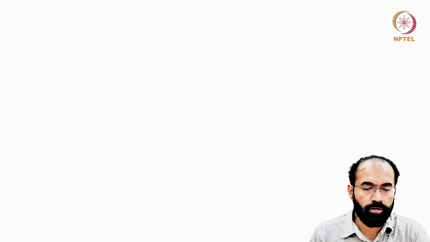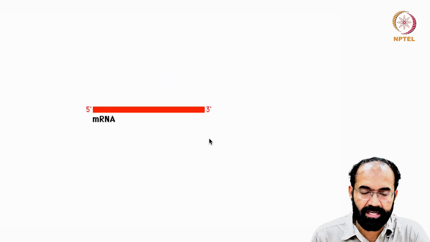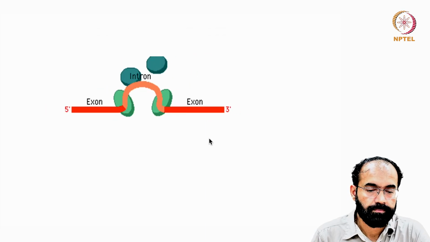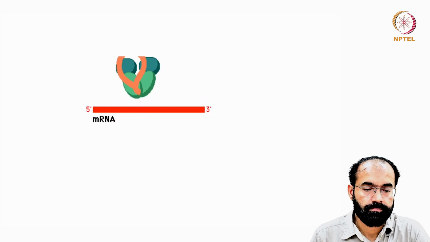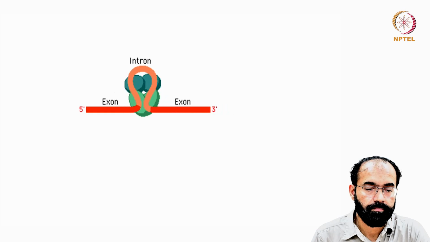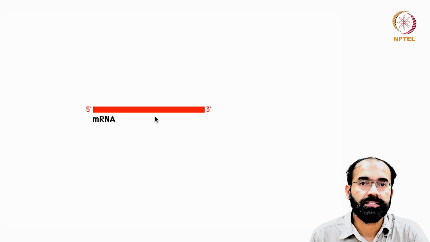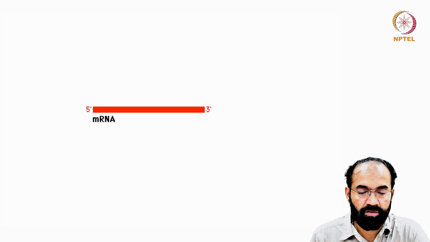Here you can see a cartoon of how the splicing is taking place. The splicing takes place with the help of snRNAs. Once again I will play. Introns are removed and the RNA is formed. This is the basic principle of how the RNA gets matured with the help of the spliceosome.